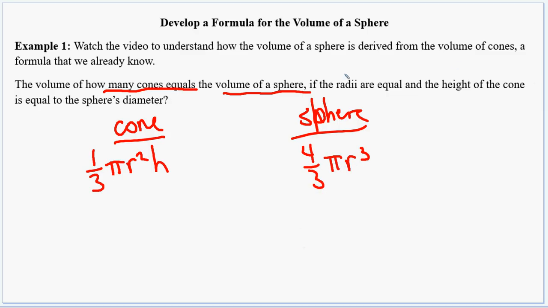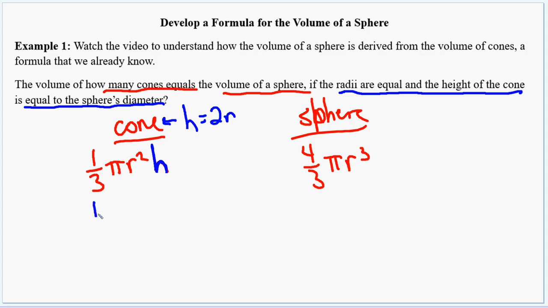Now here I'm going to underline in blue how many cones equal the volume of a sphere if the radii are equal and the height of the cone is equal to the sphere's diameter. So here in the cone, the height of the cone is equal to the sphere's diameter, and the diameter is twice the radius. So I'm going to take this h that I'm covering in blue ink, and replace it with a 2r. So now we've got 1/3 times pi times r squared times 2r.